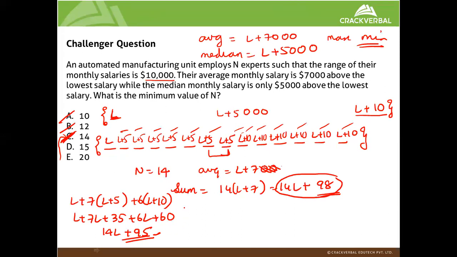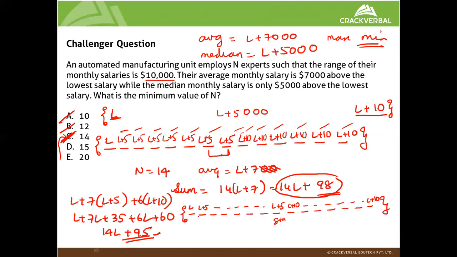So if we keep 15 elements now, so 1, 2, 3, 4, 5, 6, 7, 8, 9, 10, 11, 12, 13, 14, 15. The eighth element here is going to be L plus 5. That's the median. This is L plus 10. And we have the first element to be L. So the maximum possibilities would be L plus 5 for all the elements to the left of the median and L plus 10 for all the elements to the right of the median.